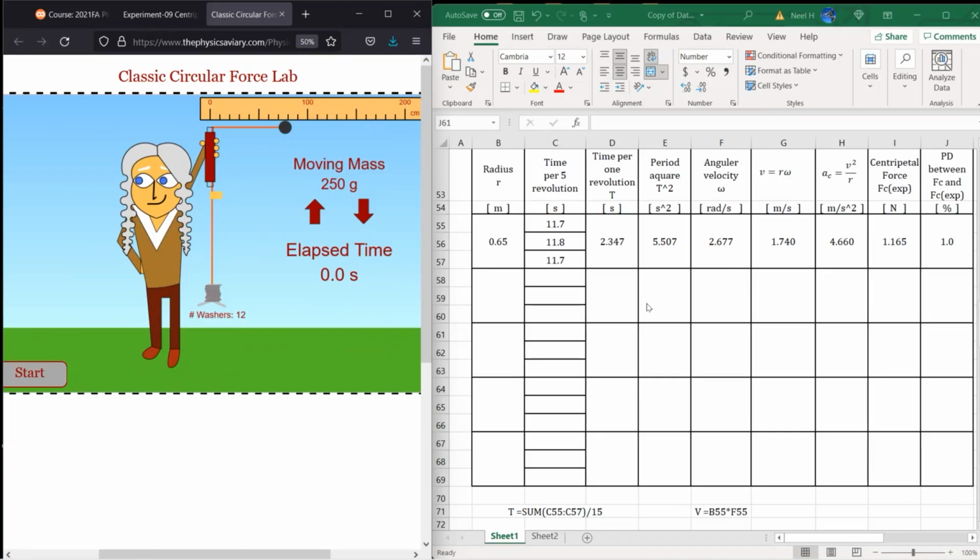Okay. So let's go back to the breakout rooms and you can work together to complete table number 3. Any questions, problems?